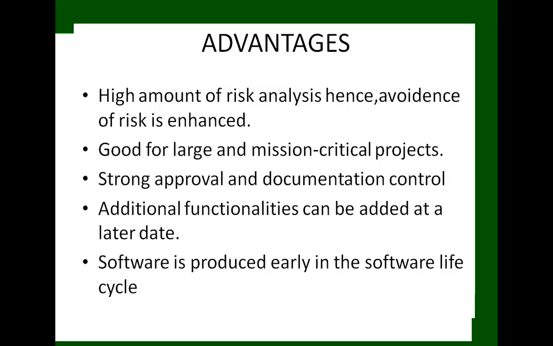Next, strong approval and documentation. By using the spiral model, we have strong approval and documentation control, and additional functionalities can be added at a later date. Then software is produced early in the software life cycle. So you have to produce the software before the end date.